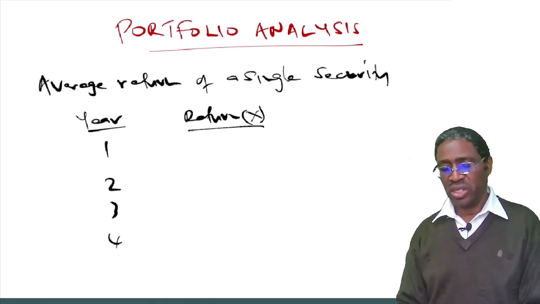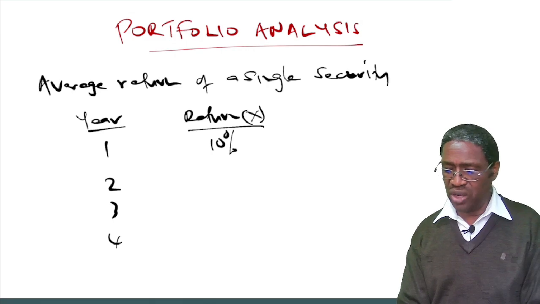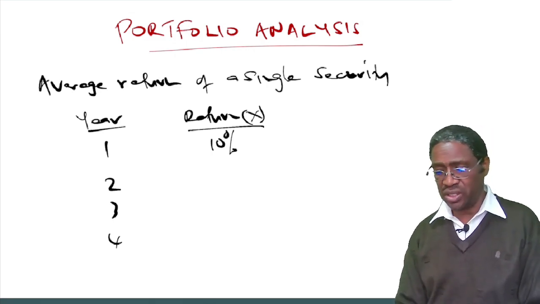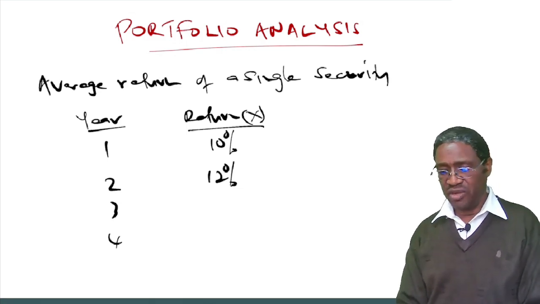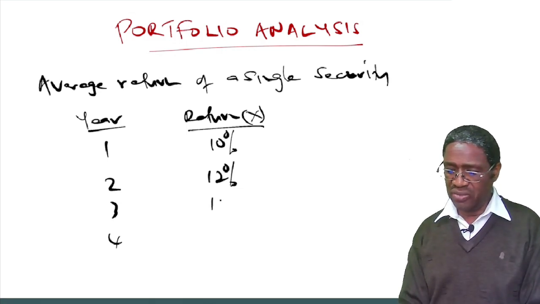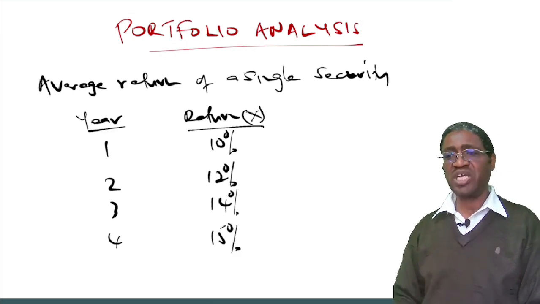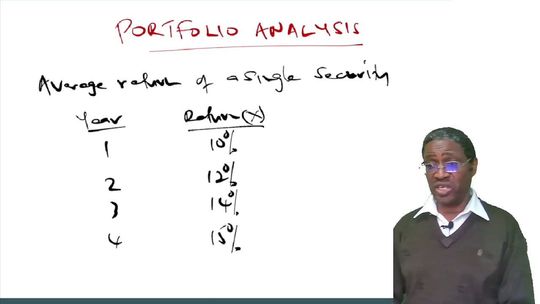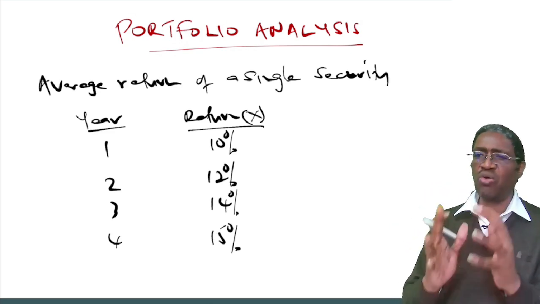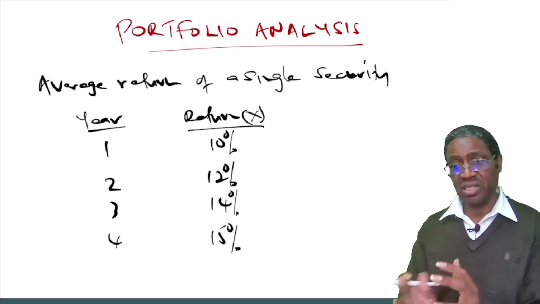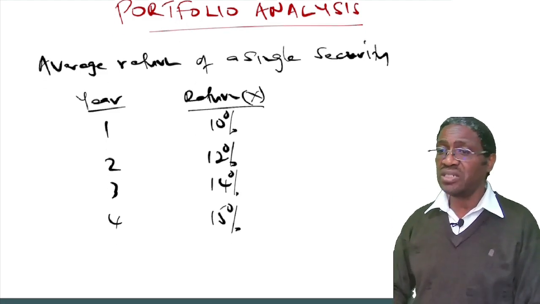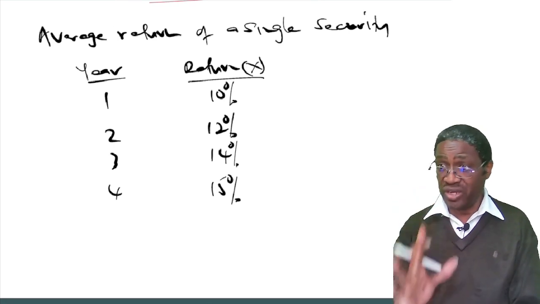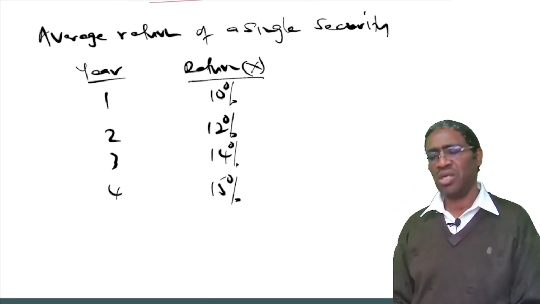Maybe you are told in the first year, your investment gave you a return of 10%. In the second year, the investment gave you 12%. In the third year, 14%. And in the fourth year, the investment gave you a return of 15%. What is the average or the mean return? We are saying the average is the same as mean. How do you get the mean return on your investment?